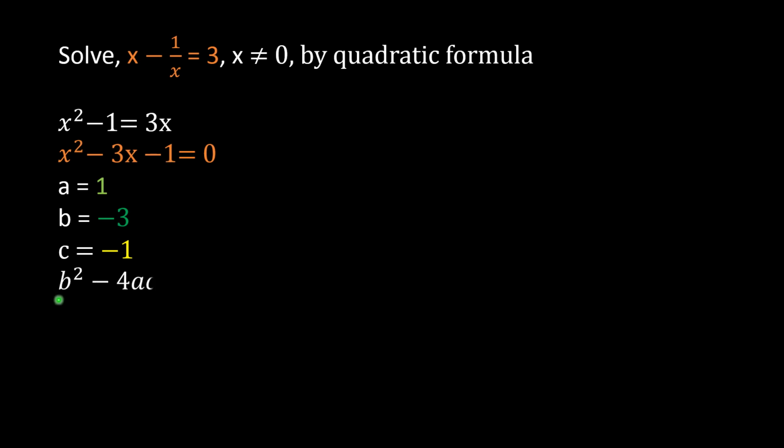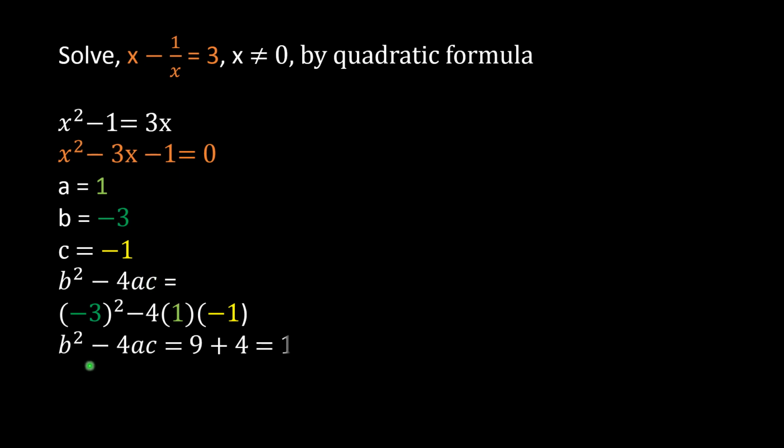Now b squared minus 4ac will be, b is minus 3, a is 1, c is minus 1. So it will be 9. Minus 4 multiplied by minus 1 will be plus 4. So 9 plus 4 will be 13. Under root b squared minus 4ac will be plus minus under root 13. Every real number has two square roots. One is plus, the other is minus.